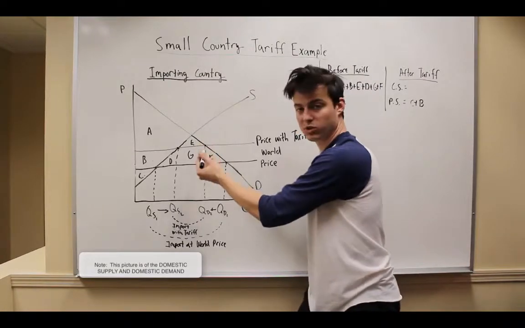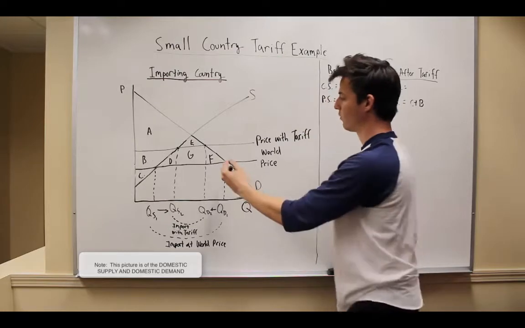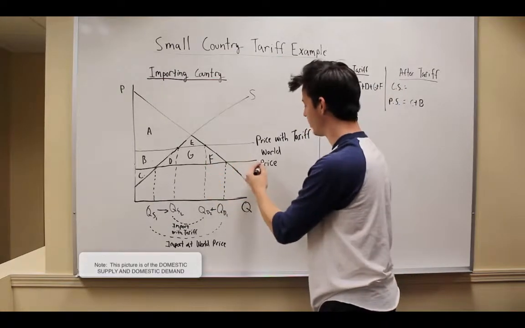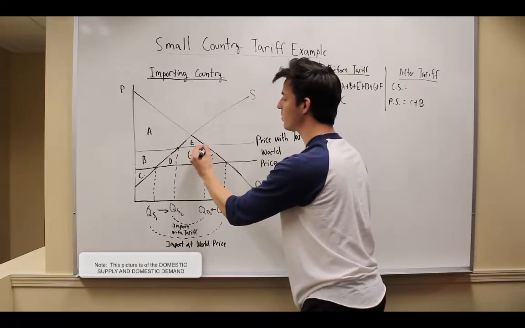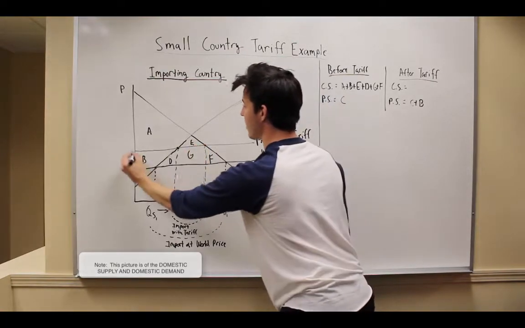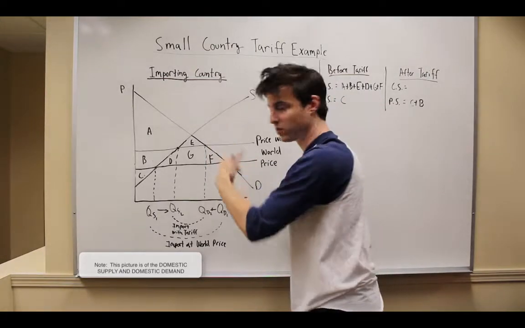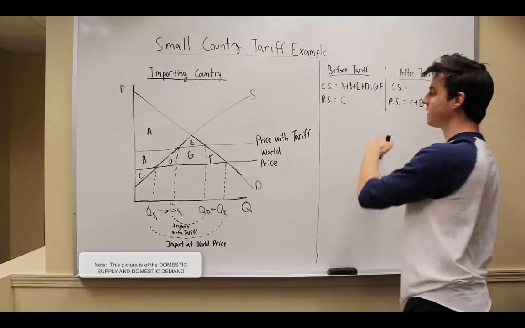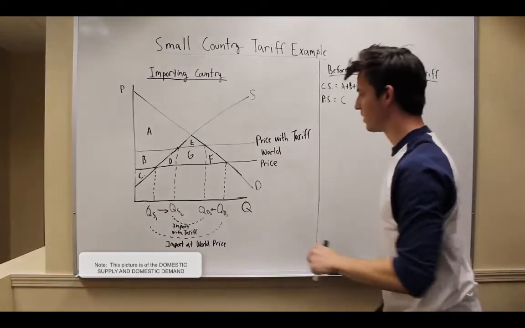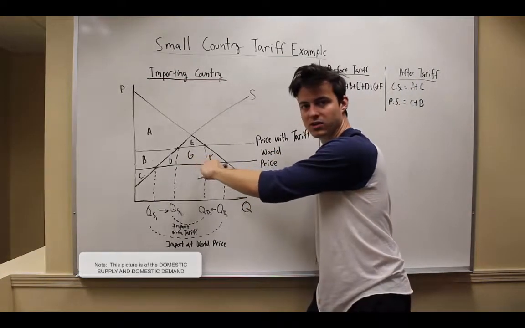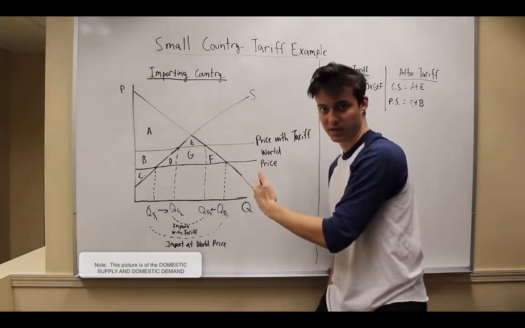And now we want to look at the change in consumer surplus. We know that consumer surplus is the area above the price and below the demand curve. If we look at the differences between our initial world price and our price with the tariff, we see that consumer surplus is decreasing to this area, A and E, because a higher price is going to decrease consumer surplus. So after the tariff, our consumer surplus is area A plus E, which means we're left with three other areas that aren't going towards consumer or producer surplus.